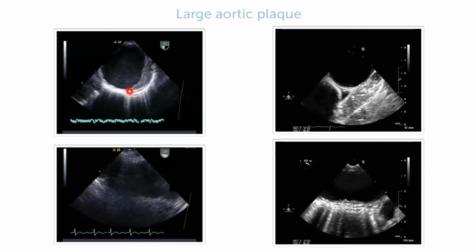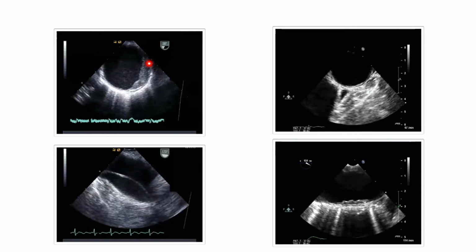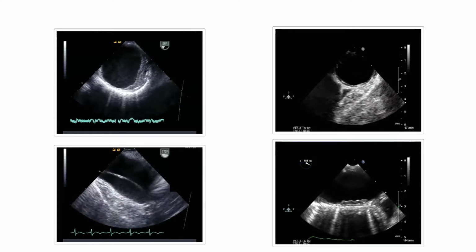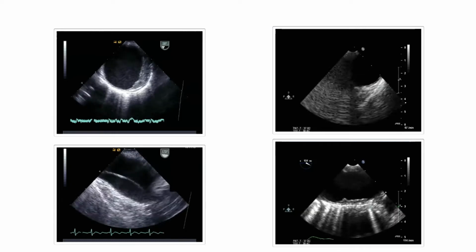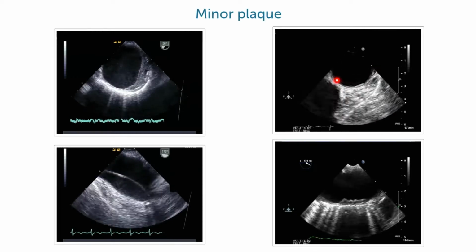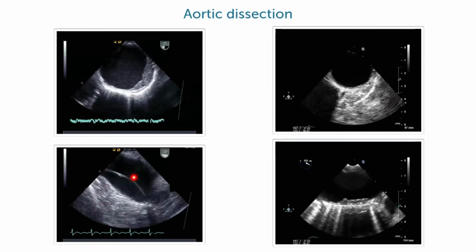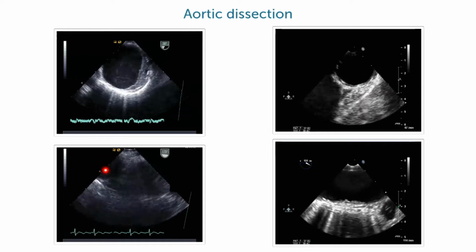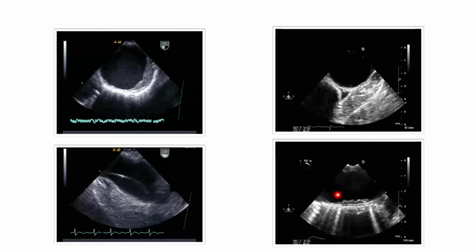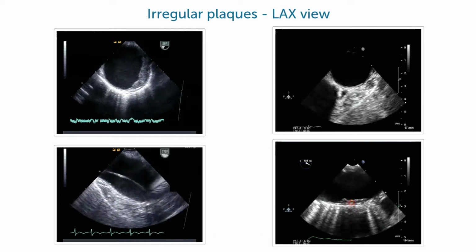A huge plaque in the descending aorta, fibrous plaque, and if you look closely, you see a little bit of spontaneous contrast. A patient who has a rather normal aortic wall, maybe a little bit of atheromatosis here. A patient with dissection, look at this membrane here. This is the dissection. And a patient who has irregular plaques here in the descending aorta seen in a longitudinal view.